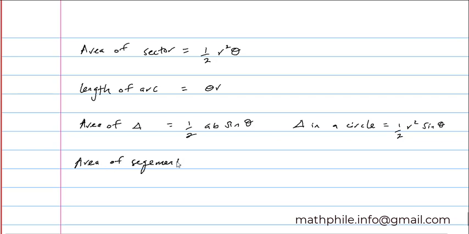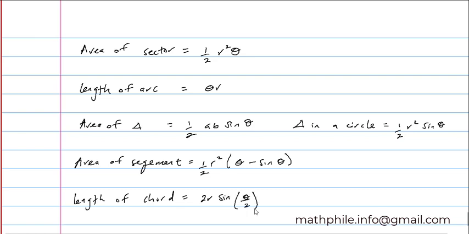Then we've got area of a segment. One over two r squared, theta minus sine theta. Then finally, length of a chord. It's 2r sine theta over 2. Don't forget that. Okay. 2r sine theta over 2. So try as much as possible to get this one memorized.